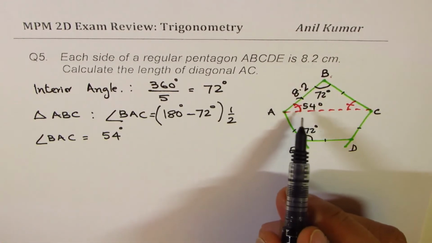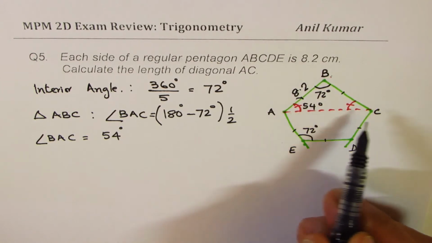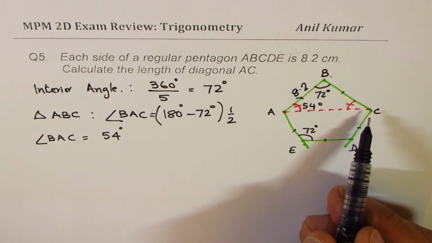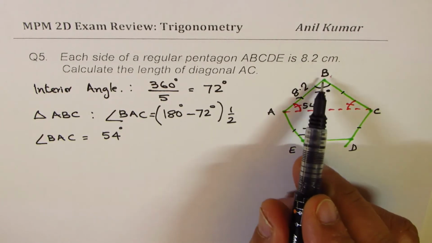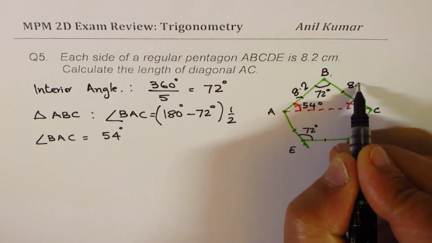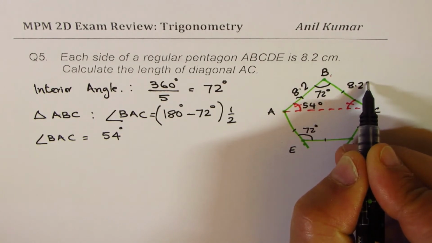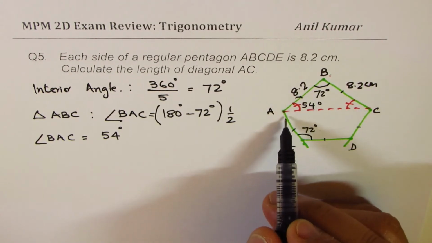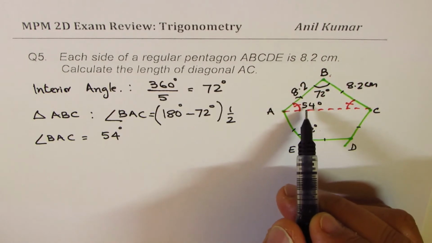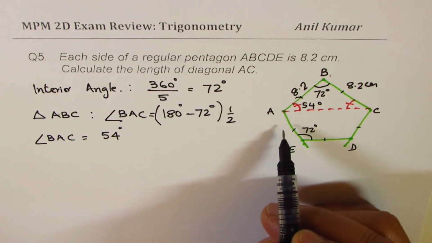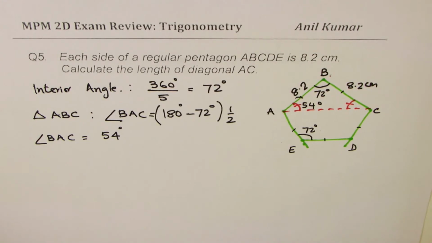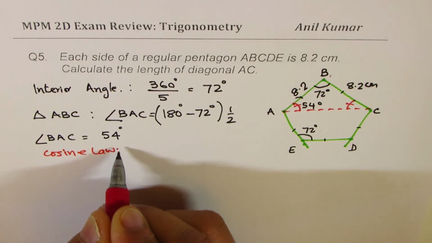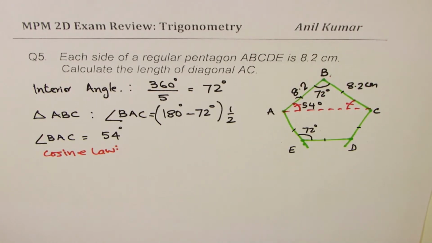Now, the idea is to find the length of AC. How can you do that? Well, there are a couple of ways to do it at this stage. What we will do is, we know that side BC is also 8.2 centimeters, right? So since we know two sides and the included angle, we can use the cosine law. That is the first thing. There's no need to find 54 in that case. Okay, so we'll use the cosine law and find the answer. If you have not done cosine law till now, in that case, you should find an alternate method.